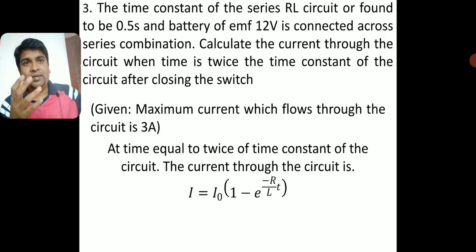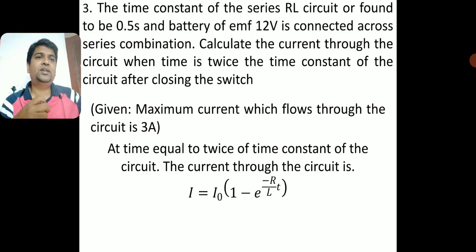Now the third problem: the time constant of the series RL circuit is found to be 0.5 second, and a battery of EMF 12 volt is connected across the series combination. Calculate the current through the circuit when time is twice the time constant of the circuit after closing the switch.